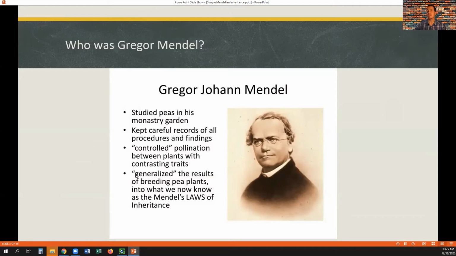So he's the one that came up with the concept of the principle of dominance, which is one of your vocabulary terms, and we'll get into it in a little bit. But he made these generalizations based off of these traits that he saw and these patterns that he observed in his garden. And those are known today as Mendel's laws of inheritance.